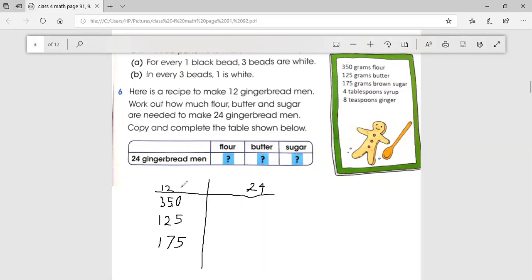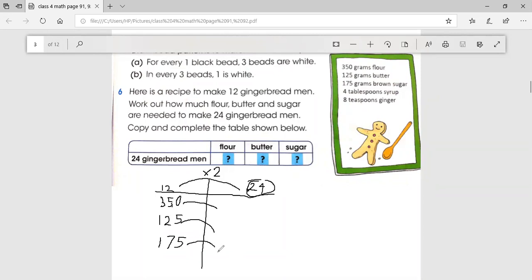So this will be double. 12 into 2, double. This is multiply by 2. 12 into 2 is 24. Multiply by 2, or double. To make 24, each ingredient we want to make double, or multiply by 2.